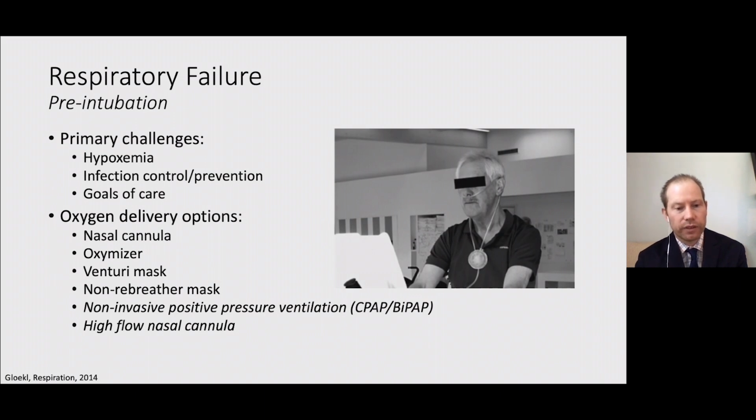Let's talk briefly about non-invasive positive pressure ventilation, CPAP, BiPAP, and high-flow nasal cannula, because there have been some concerns about those in the COVID-19 population, especially related to infection control.